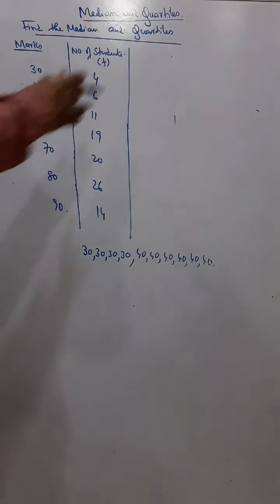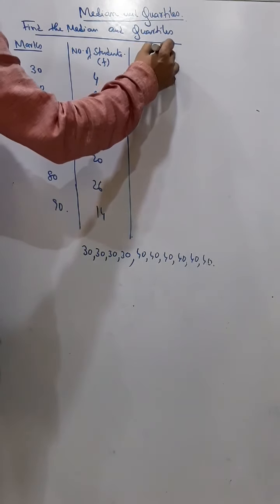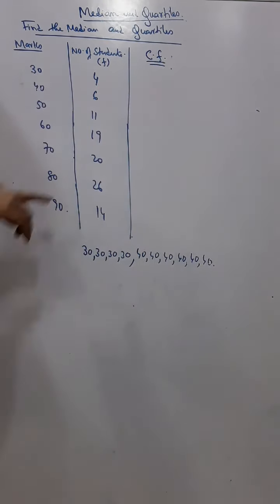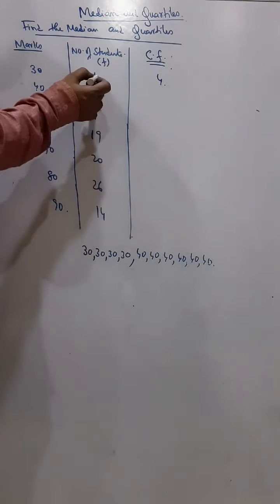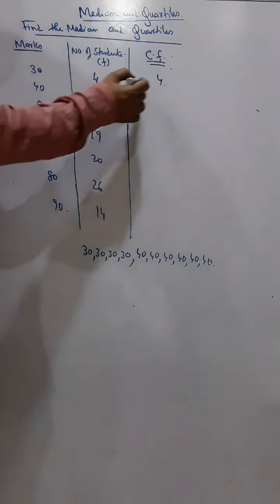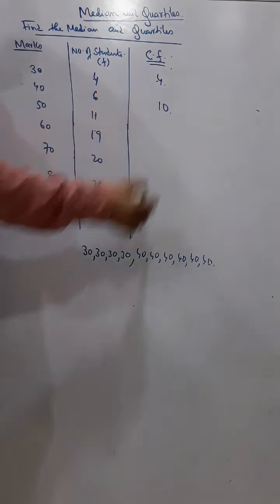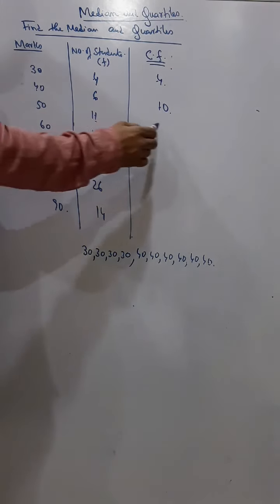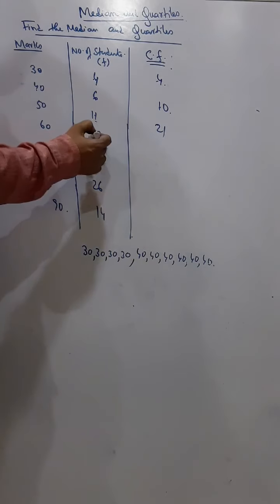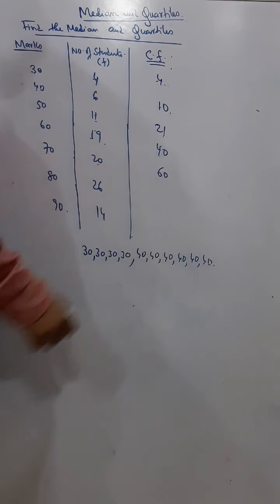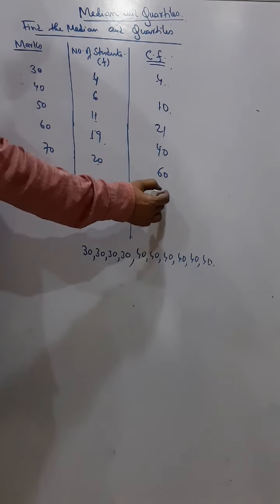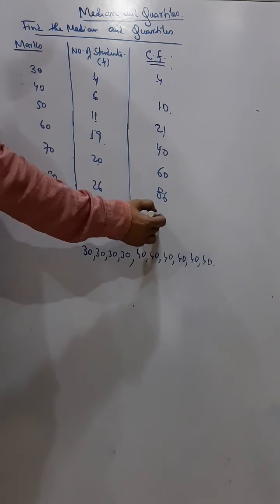But in this case we have to find the cumulative frequency. I'll explain how we can get it. Try to understand: for 30 you have 4, so naturally the first cumulative frequency is 4. Cumulative frequency means you add the frequencies, so 4 plus 6 gives 10. Then 10 plus 11 is 21. 21 plus 19 is 40. 40 plus 20 is 60. 60 plus 26 is 86. And 86 plus 14 is 100.